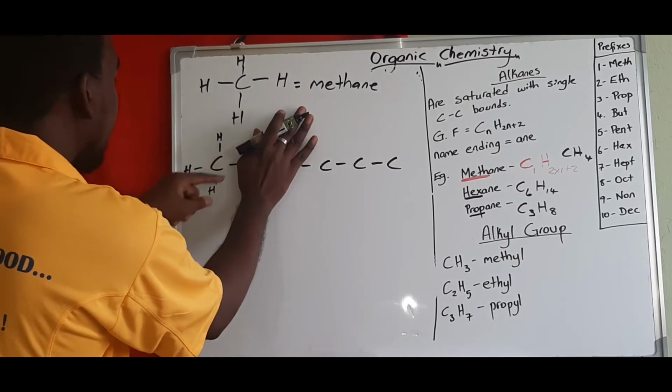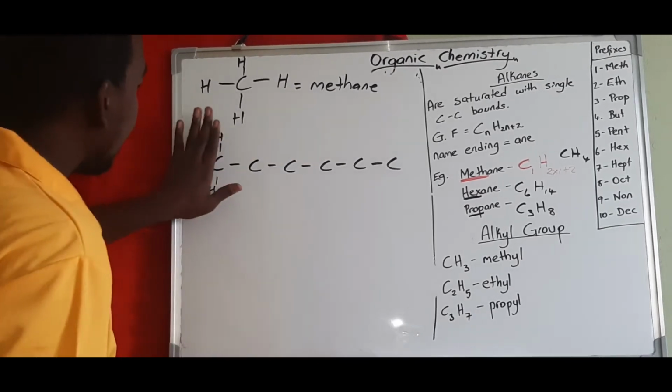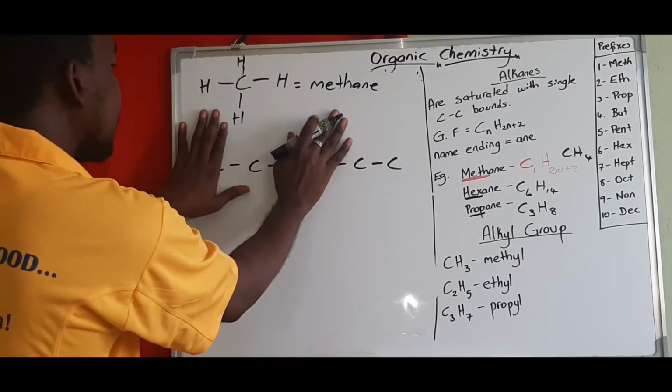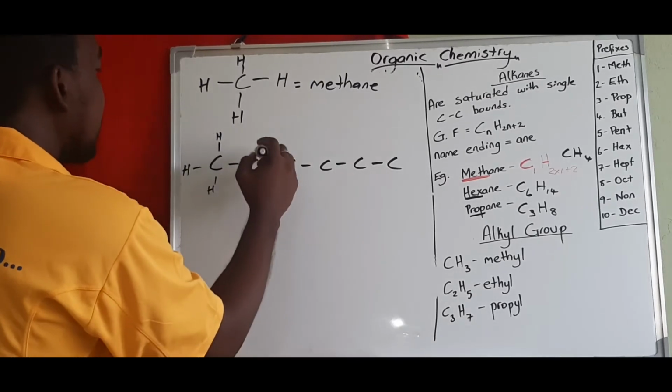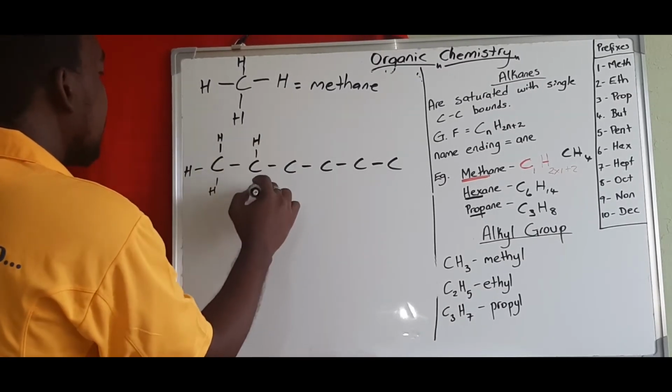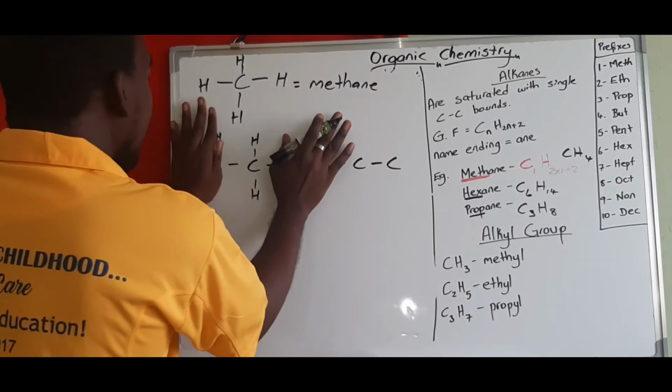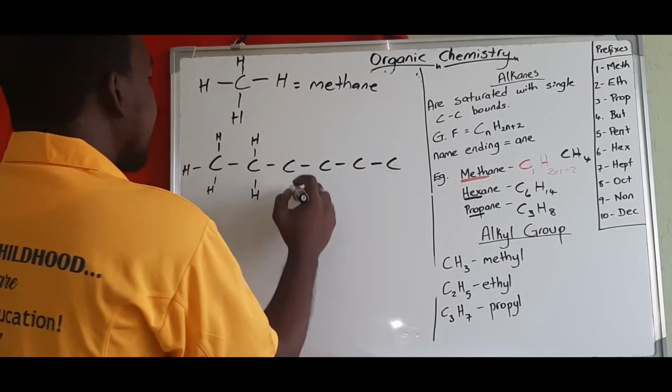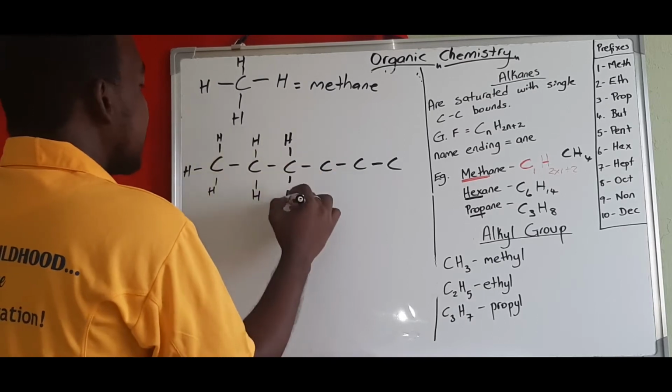Now we have 4 bonds going from that carbon. Then we can cover this one and focus on the next. We notice 2 bonds are already used, so we need 2 more for this carbon. So we get 4. Then we continue like this. That's 2, so we need 2 more hydrogens here.